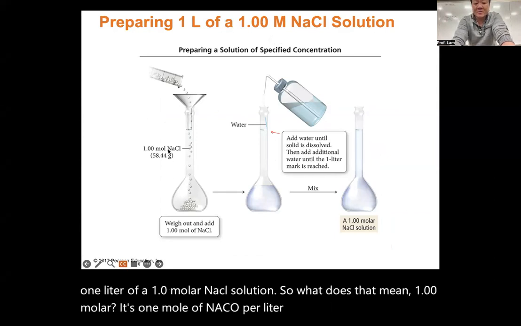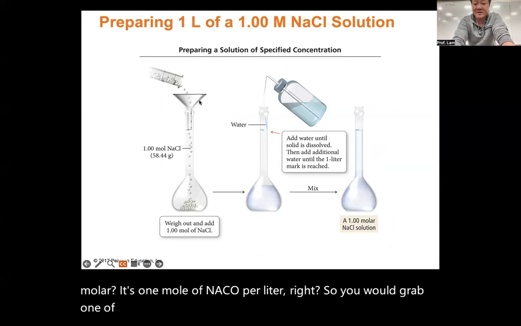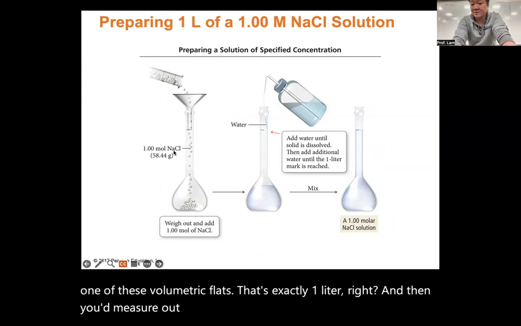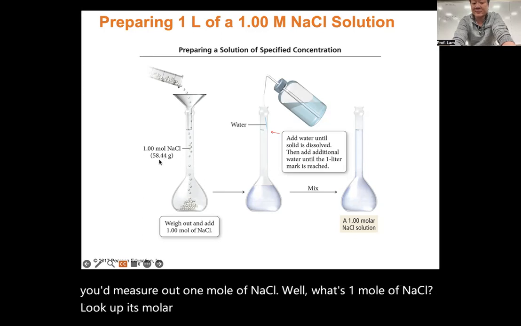So you would grab one of these volumetric flasks, that's exactly 1 liter. And then you'd measure out 1 mole of NaCl. Well, what's 1 mole of NaCl? Look up its molar mass, or calculate it from the periodic table, 58.44 grams.